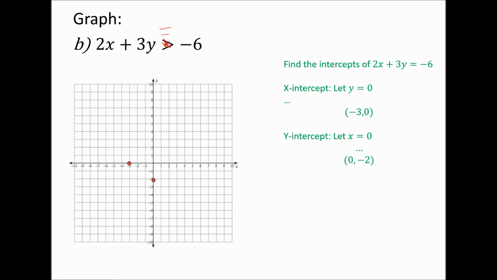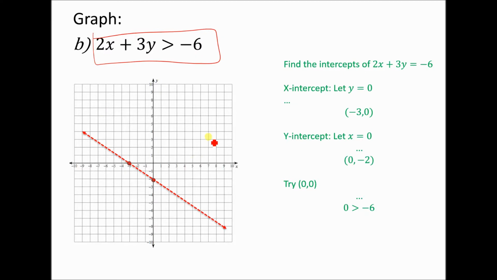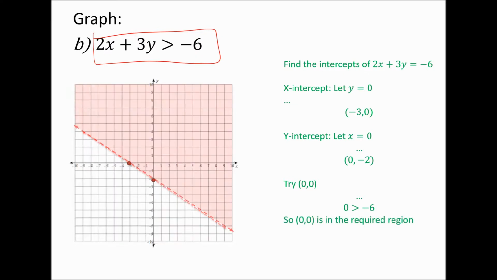Draw my line through. It is a dashed line once again because I have a greater than sign, not greater than or equal to. Test the point 0, 0. Let you have a go at that yourself. Does 0, 0 actually lie in the solution region? Is it a solution to this inequality here? We end up with 0 is greater than negative 6. Well, yeah, that's true. So 0, 0 is in the solution region, and all this area up here is my required solution region labeled nicely there.